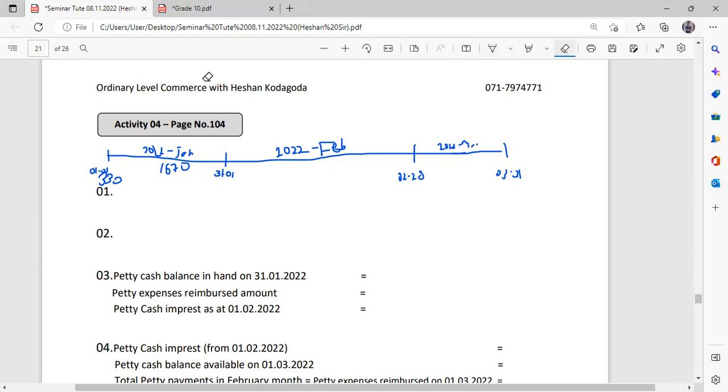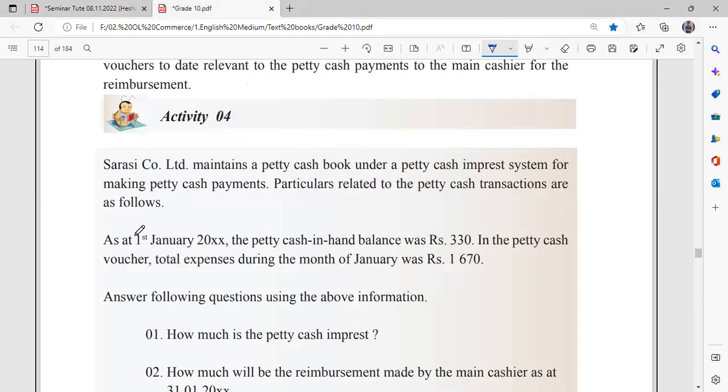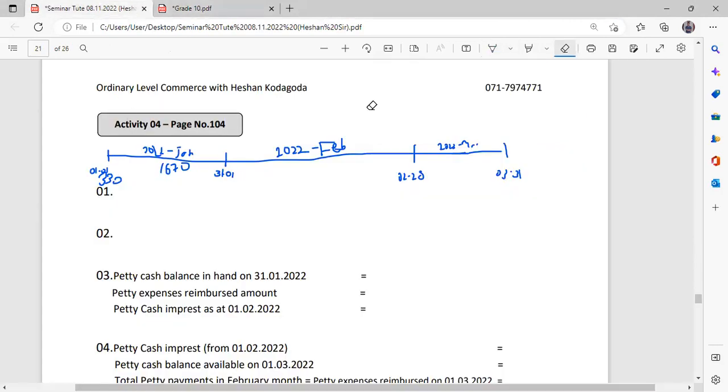So the date should be January 31st. Okay, January 31st. So you need to erase this. That's why I advise you to draw the timeline.